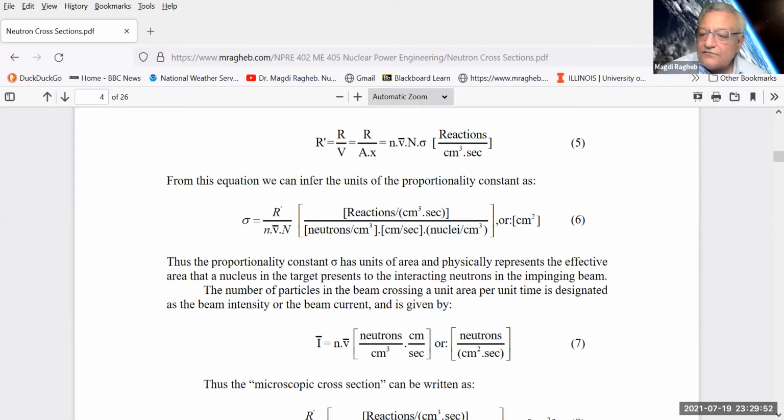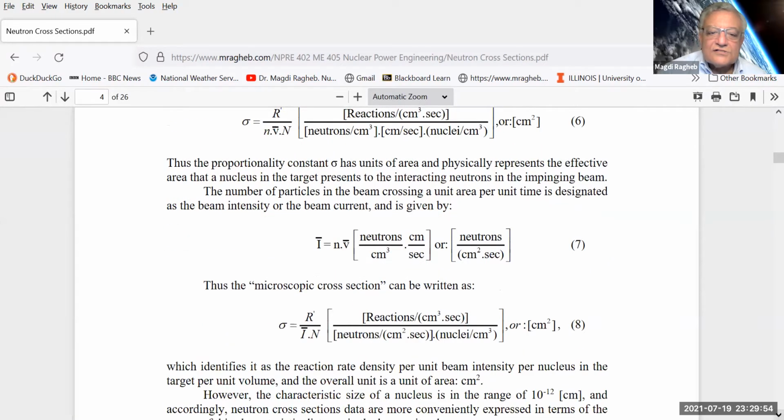So in that case, you find that in the expression for sigma, we can redefine it as being the reaction rate density per unit beam intensity, neutrons per centimeter squared per second, I, per nuclei per centimeter cubed. And again, it checks that it has units of centimeter squared.